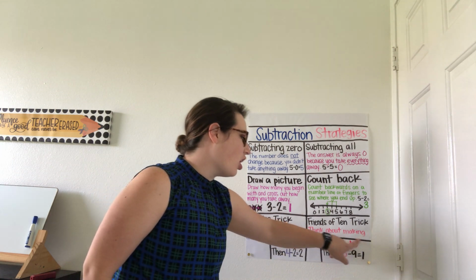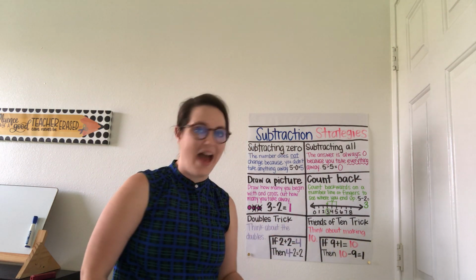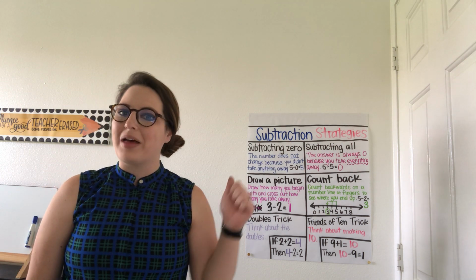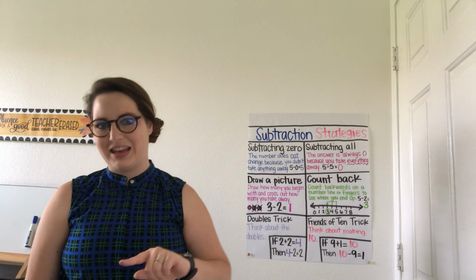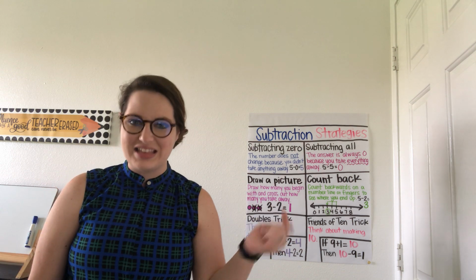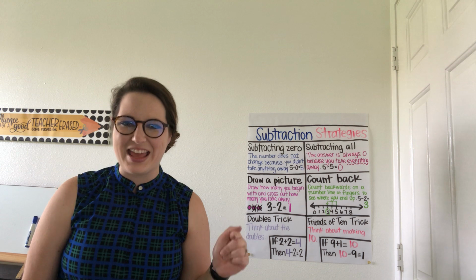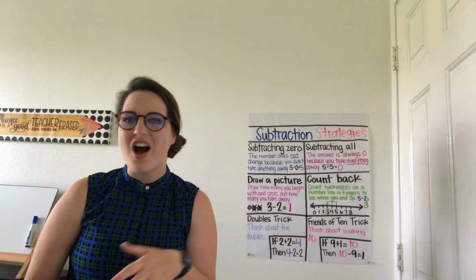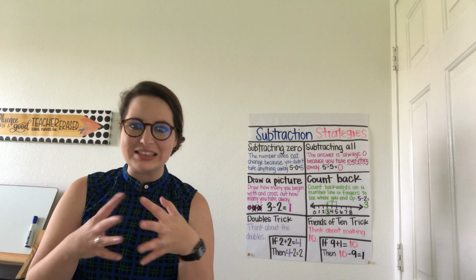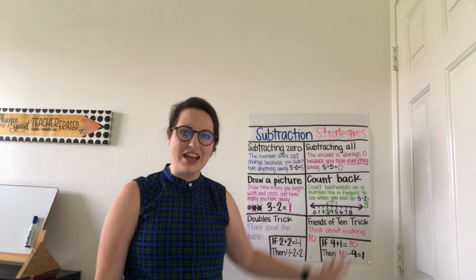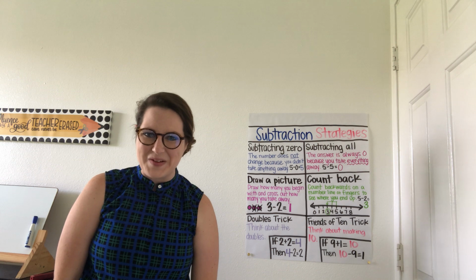These numbers are all in the same fact family, 1, 9, and 10. And so 1 plus 9 equals 10, 9 plus 1 equals 10, 10 minus 9 equals 1, 10 minus 1 equals 9. All of those numbers are related as a fact family. And that is how your friends of 10 trick works as well.